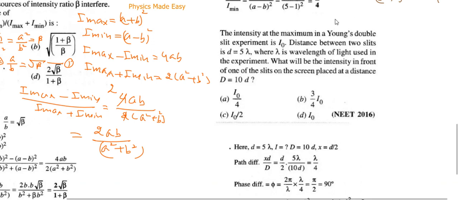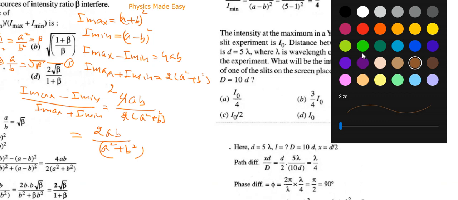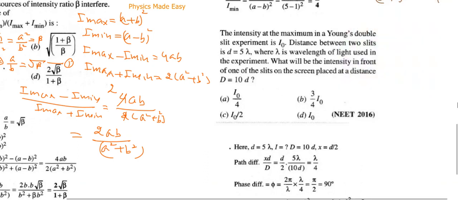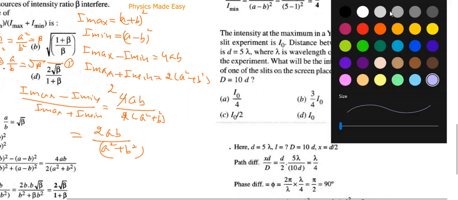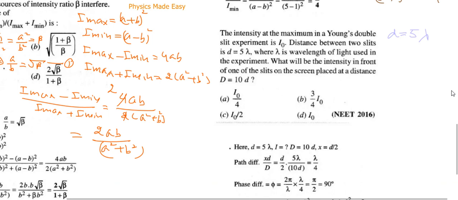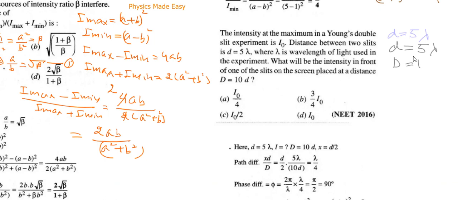So again I will go through a change in color. We have adopted it as a normal practice. Now, small d is given to be 5 lambda. Here this color is too light, I think, so we should change it. We can work with this color. Small d is given to be 5 lambda. Capital D is given to be 10d.